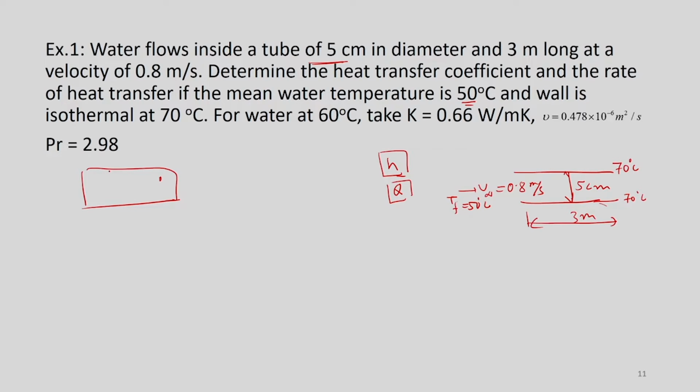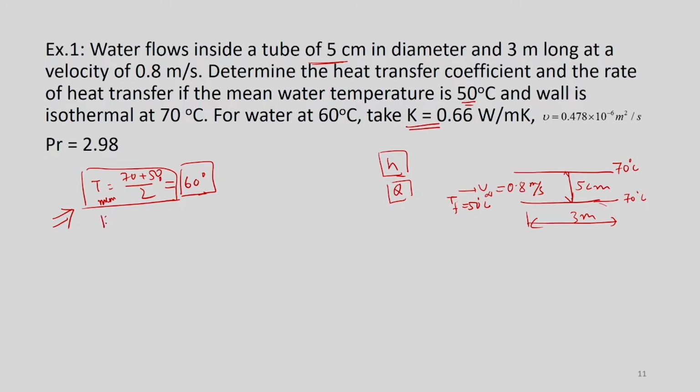T will be (70 + 50) divided by 2, which is 60 degrees C. So, this is the mean temperature at which we need to calculate the properties of the fluid, right. So, what are the properties of the fluid here?